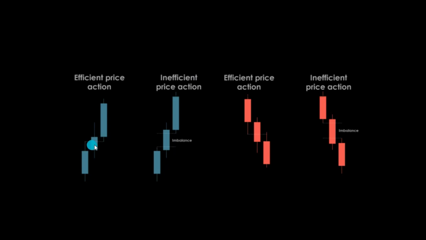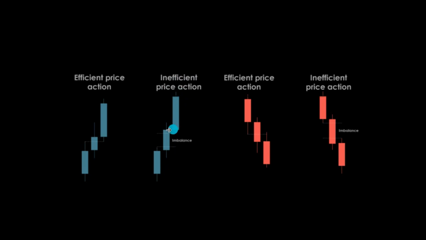As you can see, there is no gap between the wicks of these candles. The wick high of the first candle and the wick low of the third candle are overlapping with each other. So we do not have a fair value gap here. We have what we call efficient price action. And over in this section, we have inefficient price action.